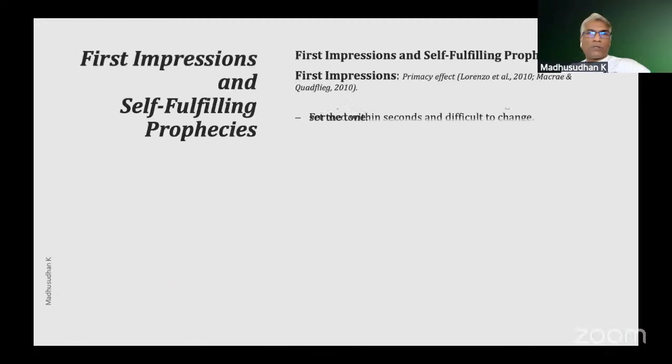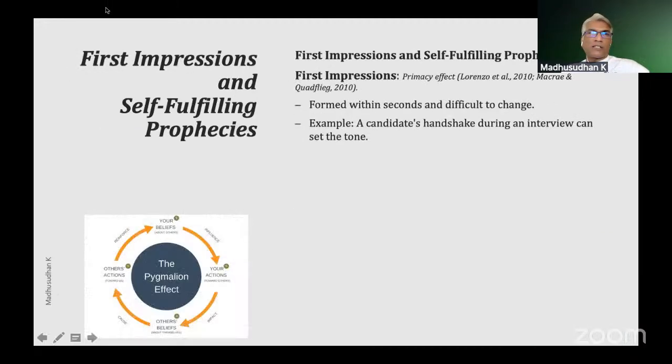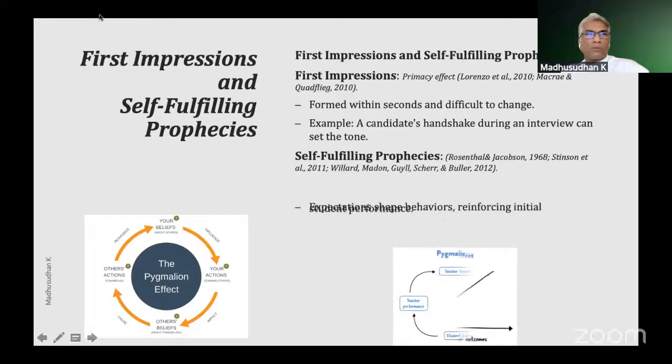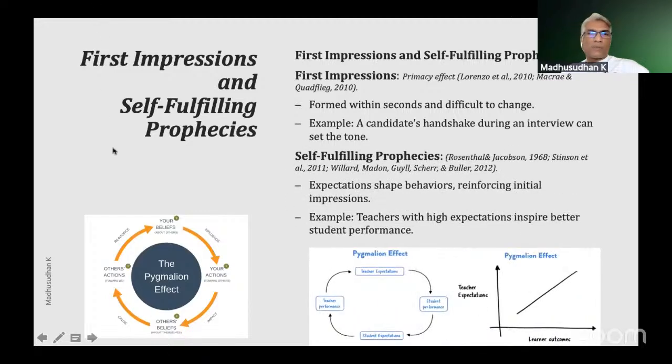So now, first impression and self-fulfilling prophecies. First impression: primacy effect. The first 5 to 30 seconds is what you can make an impression on anybody, formed within seconds, and it is very difficult to change. You have seen somebody and it is very difficult for you to change it forever. You can change it, but with a lot of difficulty.